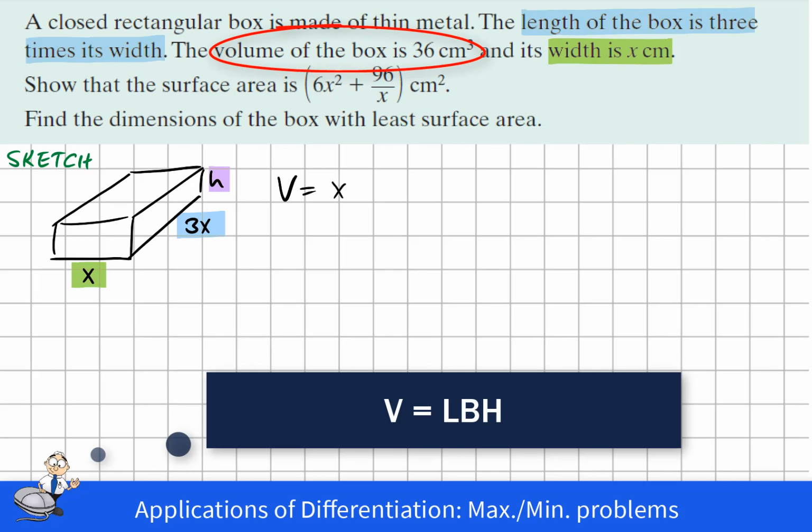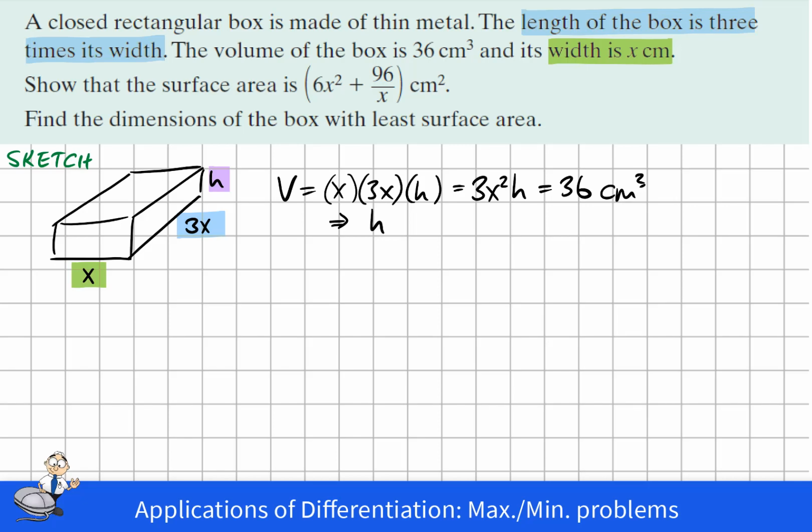The volume of the box is 36 centimeters cubed, which is length by breadth by height. So when we multiply the 3 dimensions, we see that 3x squared h equals 36. Dividing both sides by 3x squared, we see that h turns out to be 12 over x squared. So now that we have the dimensions all in terms of x, we should be able to write the surface area in terms of x.